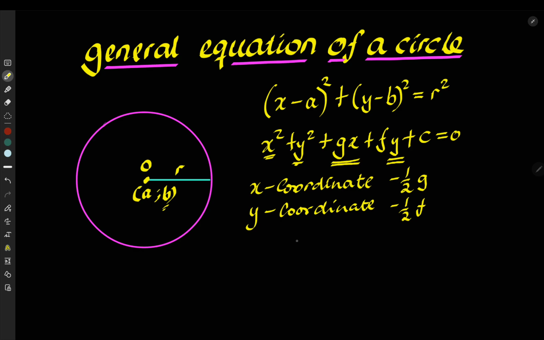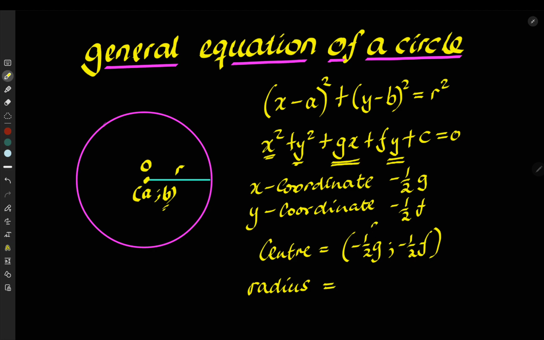Then the coordinates of the center will be given as, in this case, negative half g, which is negative half times the coefficient of x, not x squared, then negative half times the coefficient of y. So this is the center. Then the radius can be determined using this formula. Remember the center is a and b, because those are the x coordinate and the y coordinate.